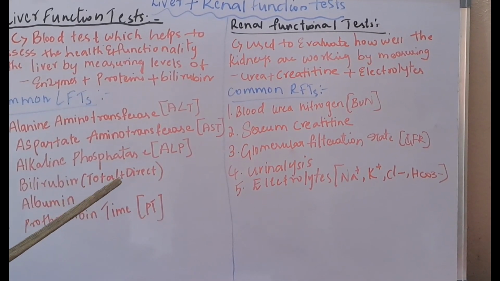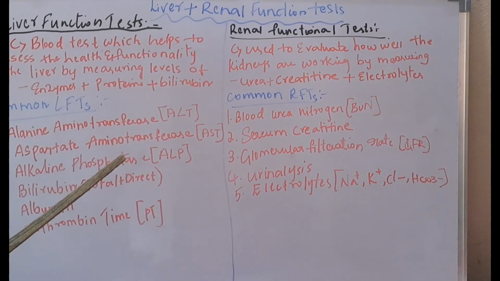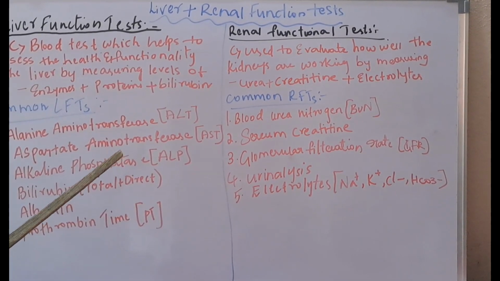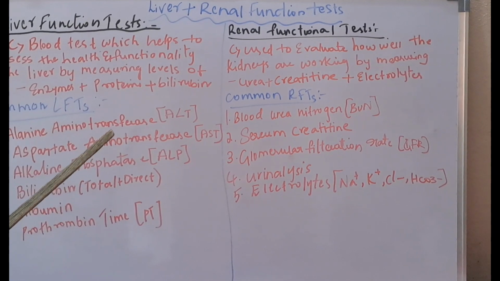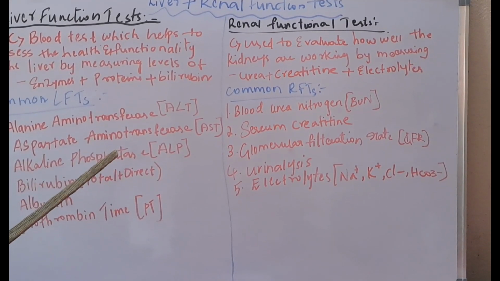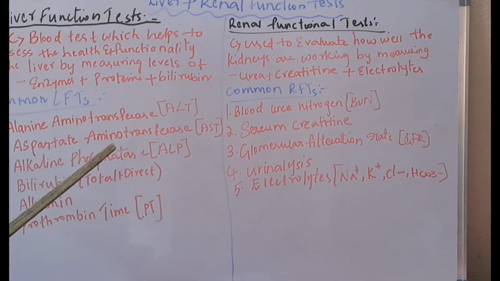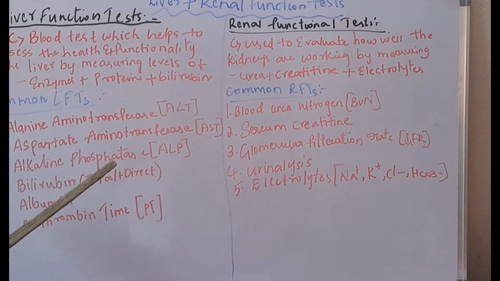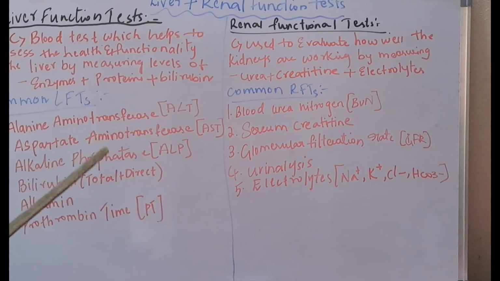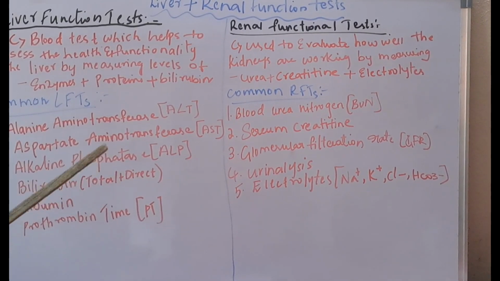The next one is alkaline phosphatase. Generally it is used to know about bile duct problems, or if the liver has a problem, and how the bile ducts are performing. If the levels are increased, it may indicate a bile duct problem or a liver problem. So for that, alkaline phosphatase is used.